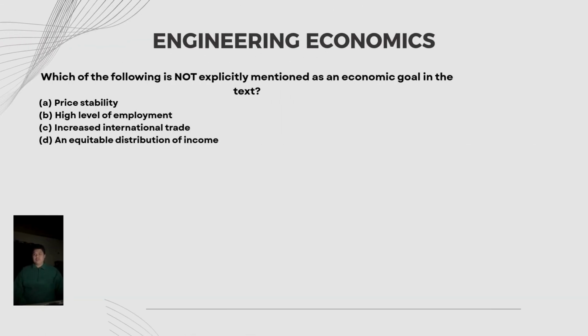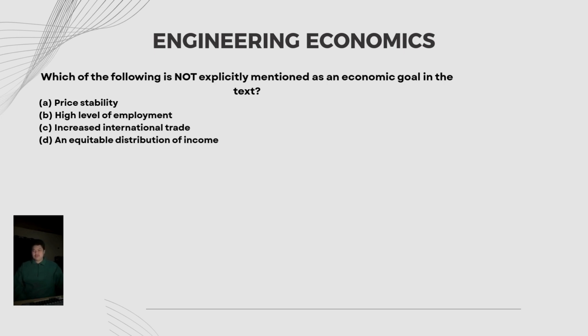Which of the following is not explicitly mentioned as an economic goal in the text? A. Price stability. B. High level of employment. C. Increased international trade. D. An equitable distribution of income.